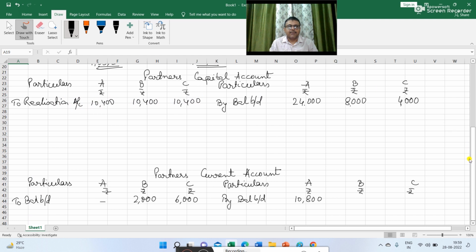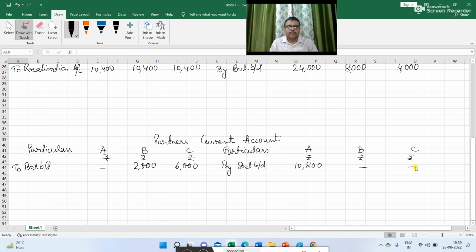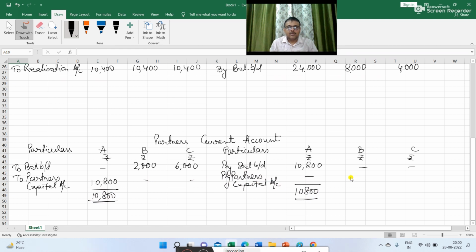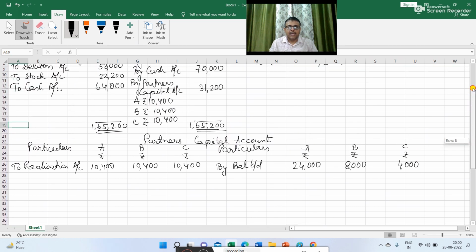Now we are going to close the partner's current account by transferring the balance to partner's capital account. So to partner's capital account, here 10,800, and on the credit side I am recording by partners capital account 2,000 and 6,000. So this amount will be transferred to partner's capital account.